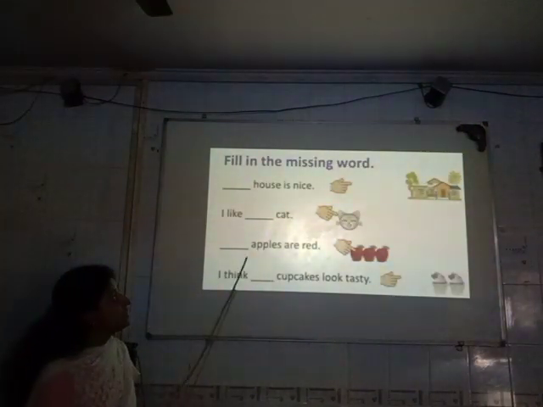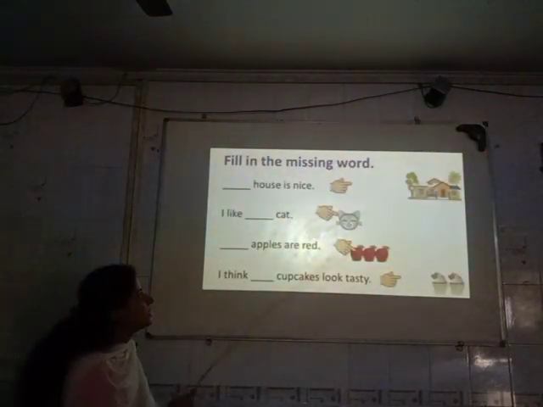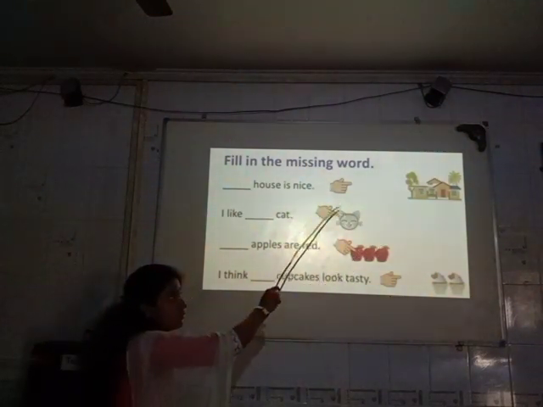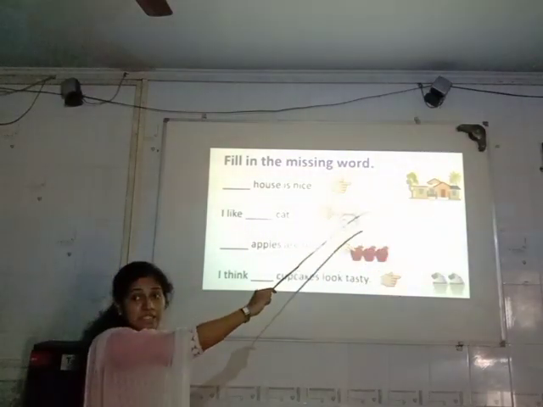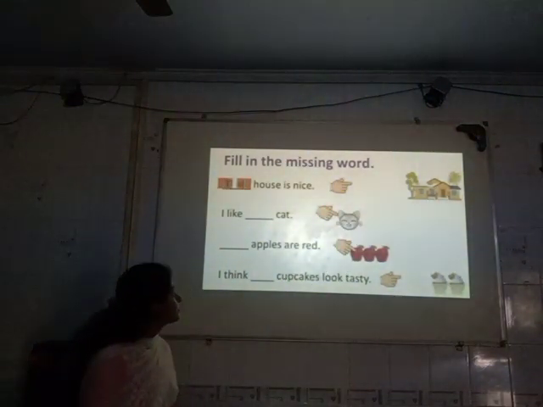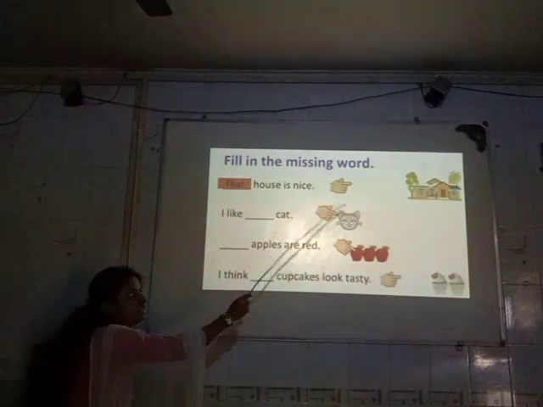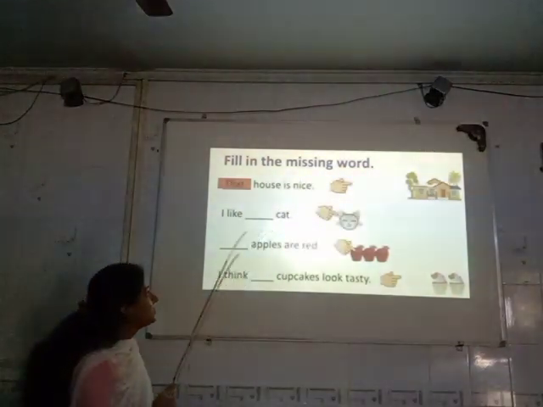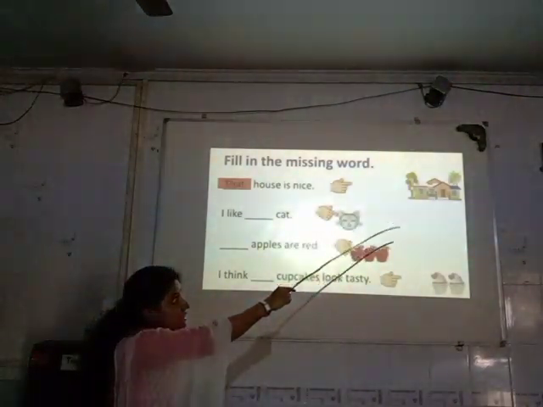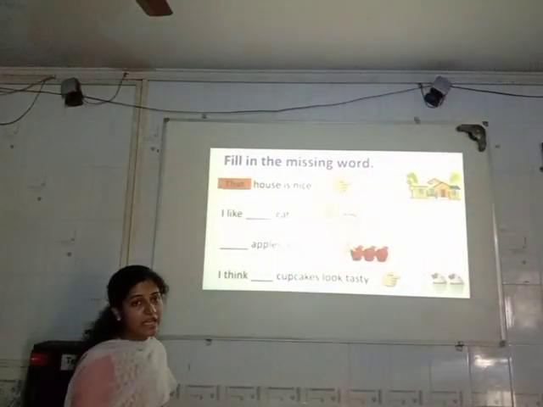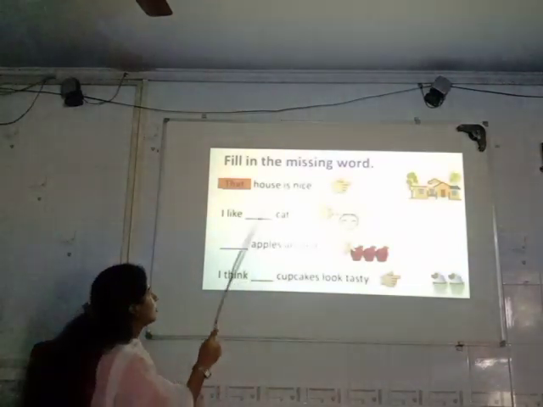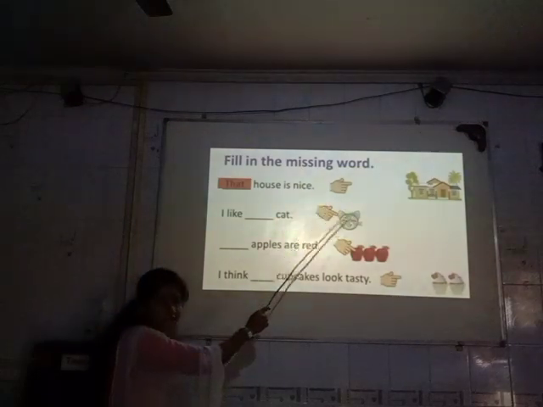Now we have to fill in the missing word. Now see here. House is nice. So is this house near to us or far from us? It is far from us. So what will come? Yes, that house is nice. So which house is nice? That house is nice. So we use "that" for the things which are far from us and which are in singular. Only one. So that house is nice.